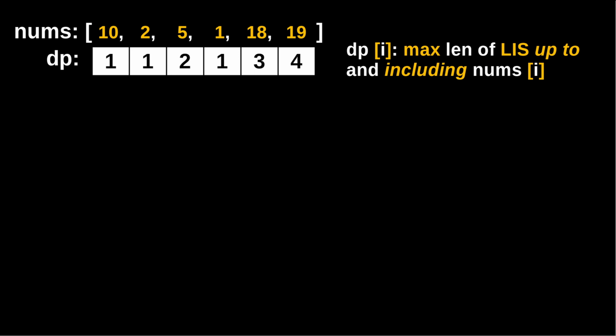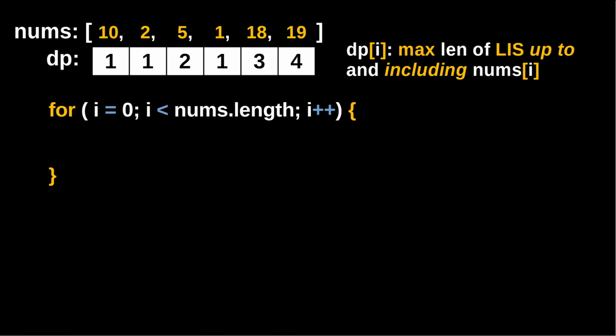Now that we know how to populate the DP array, let's build up the pseudocode. First, we will need a for loop to iterate every element in the nums array and populate the DP array. Next, let's consider any arbitrary position when we are populating the DP array. For example, when we are populating the DP array at this position, we need to determine all the increasing subsequences that include 5. One such subsequence is the element of 5 by itself.